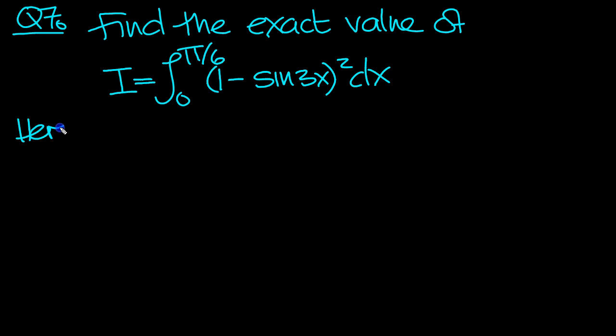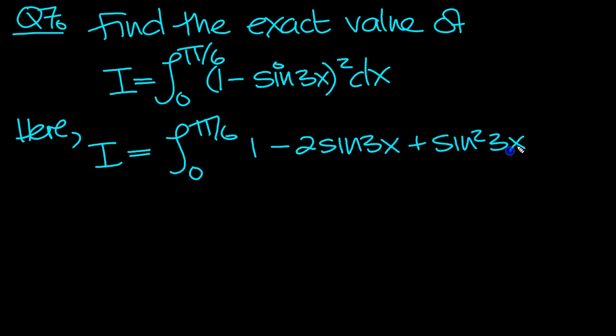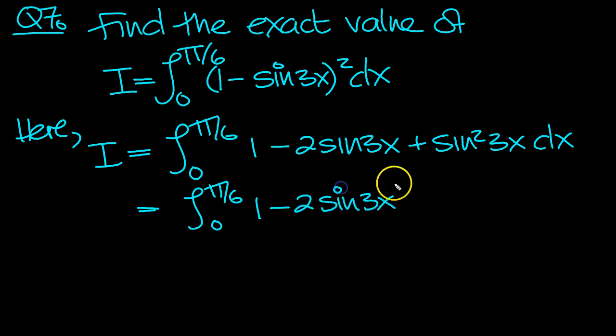So here, I is equal to the integral between 0 and pi over 6. Expand this bracket so it's 1 minus 2 lots of sin 3x, plus sin squared 3x dx. So that's equal to the integral between 0 and pi over 6 of 1 minus 2 sin 3x. These terms are okay. This term we need to use a double angle formula.